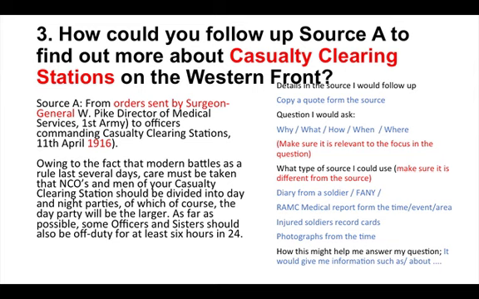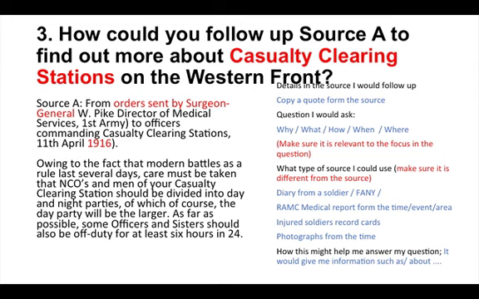So we need to identify a quote that we can then ask a follow-up question about, that's going to give us more information about casualty clearing stations. If you look to the right-hand side of your screens, the first bit's obvious, copy a quote. The questions that you could ask could begin with the words why, what, how, when and where. Make sure it's relevant to the focus in the question that's being asked. Then what type of source could I use?